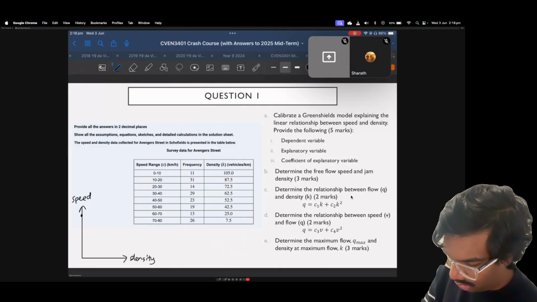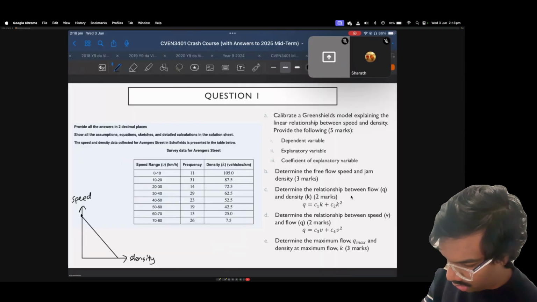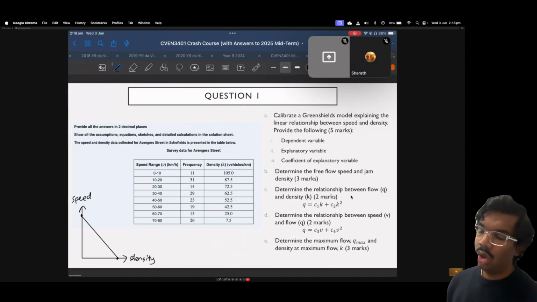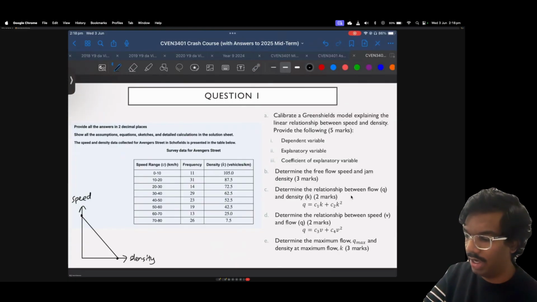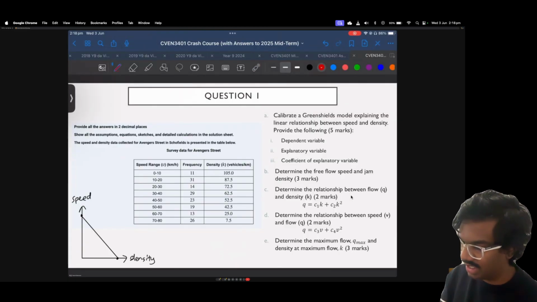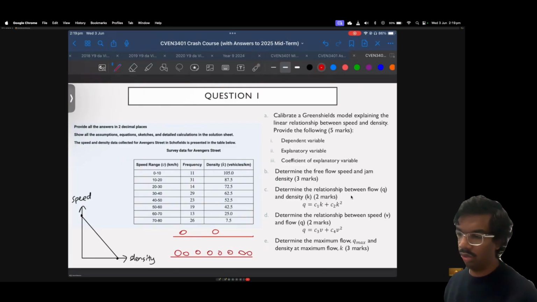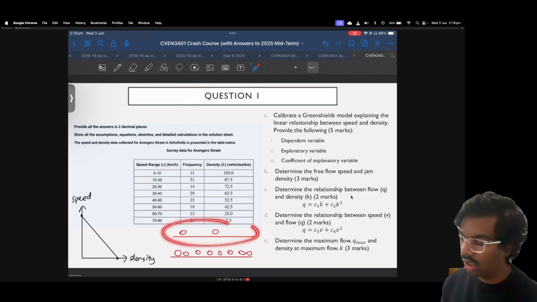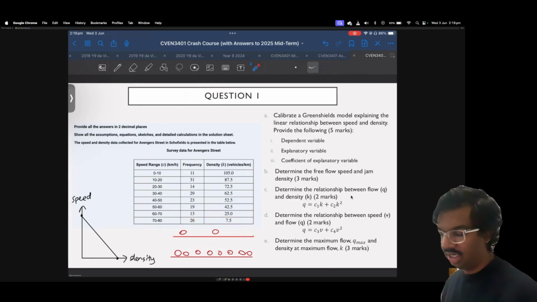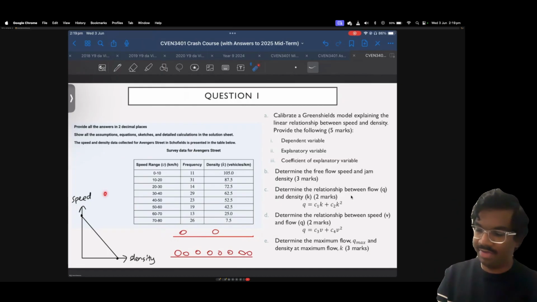Okay, so if you think about a road, what density means is how many cars there are per kilometer. So let's say this would be a low density, if we had 1 or 2 cars. And if we have 100 cars or something, that's high density. Intuitively we know in which scenario the cars are going to go faster. Cars are going to go faster when there are fewer cars. When there are more cars, cars are going to go slower. That's what this graph is illustrating.